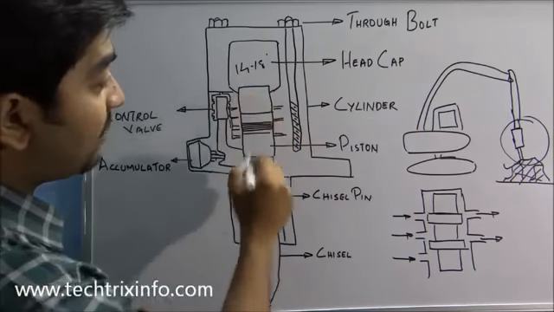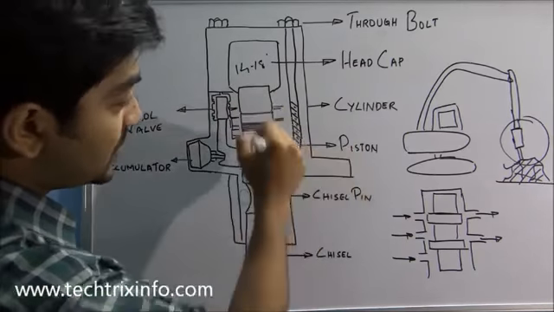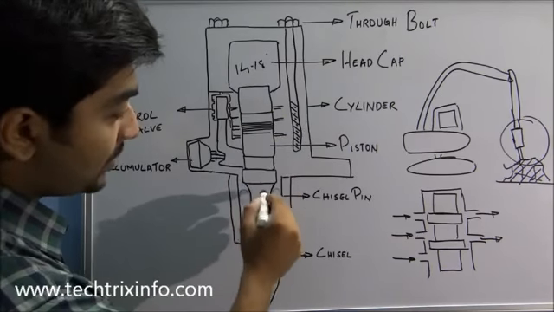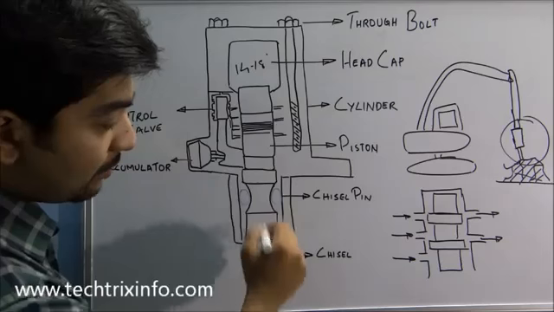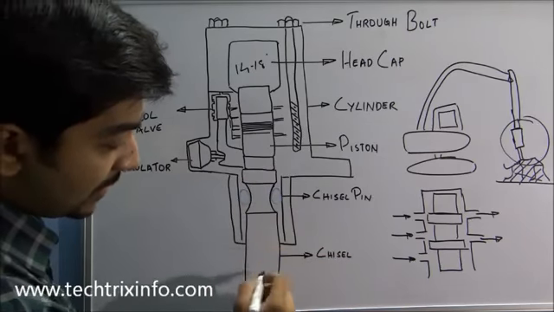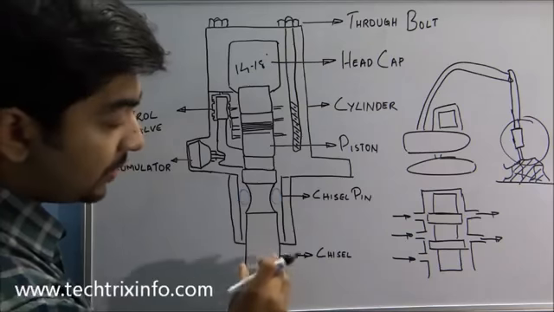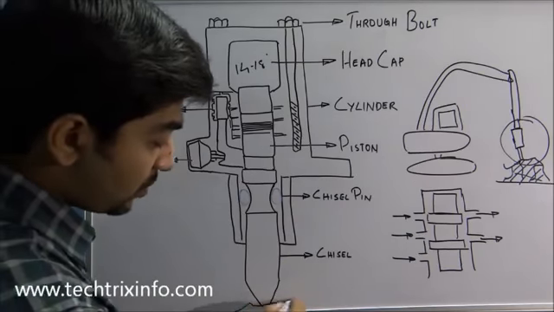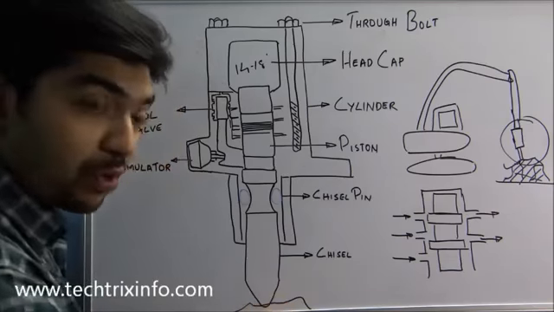Then we have the piston over here. And this is a chisel pin, which supports the chisel so that it can move in this section. This is the chisel, which is actually called the tool. This is the part that engages with the rock. So this is our rock piece over here, and the chisel will be engaging with the rock.